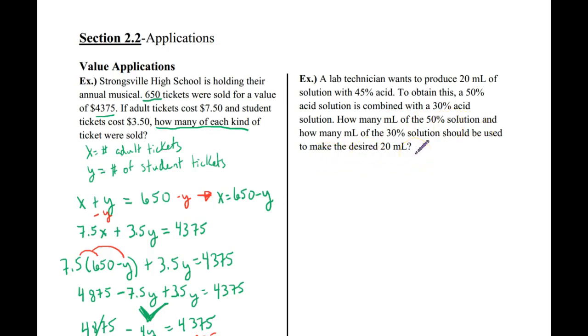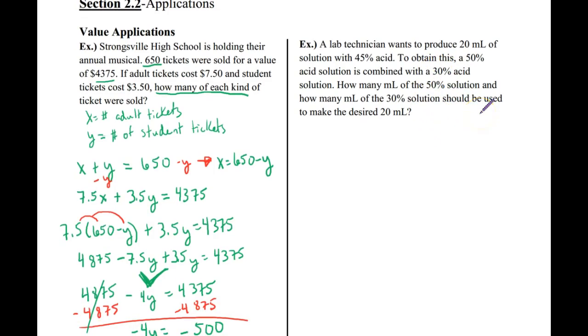the desired 20 milliliters? Alright, again, as I mentioned in the last video, we really want to define our variables before we begin. So the question is, what don't we know? We don't know the number of milliliters of the 50% solution we should be mixing with how many milliliters of the 30% solution.